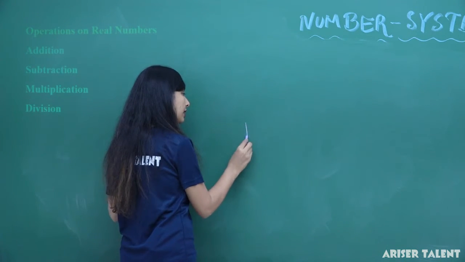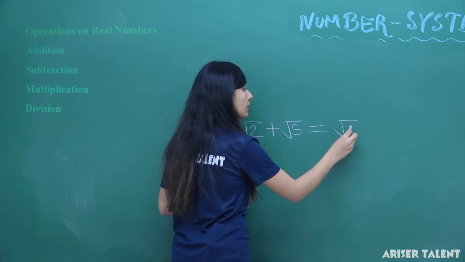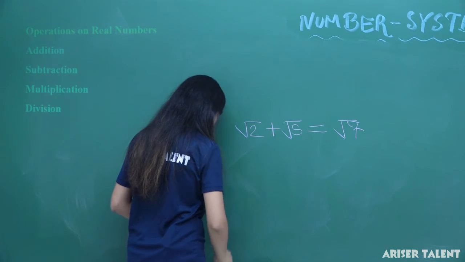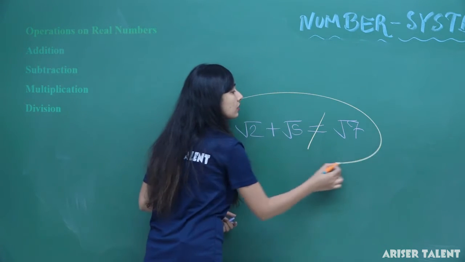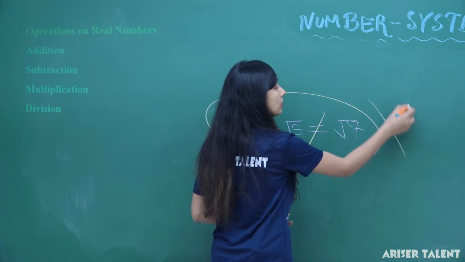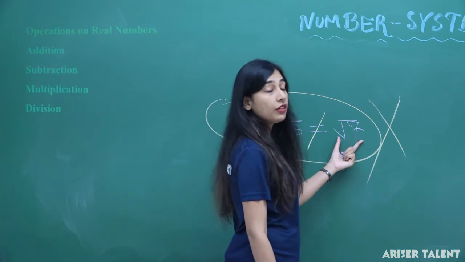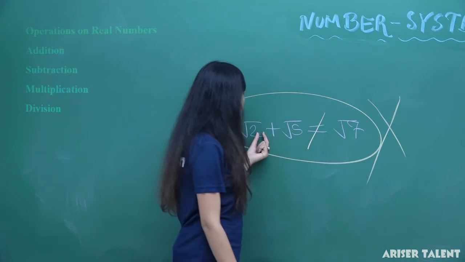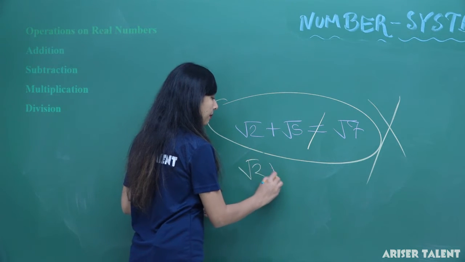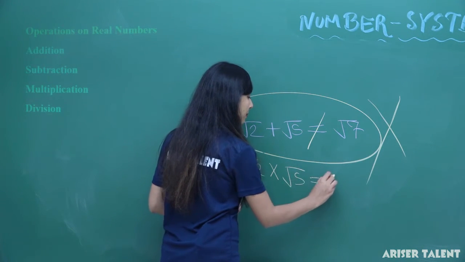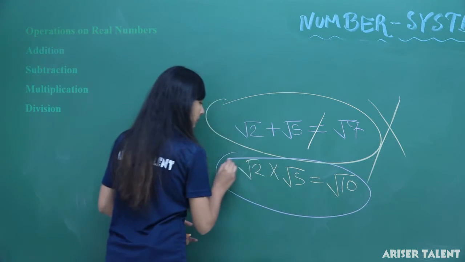Now students, look at it carefully. Root 2 plus root 5 is equal to root 7. This is totally wrong. Root 2 plus root 5 will not be root 7. You just can't add them, but you can multiply them, like root 2 multiplied by root 5 will be equal to root 10. Now this is right.